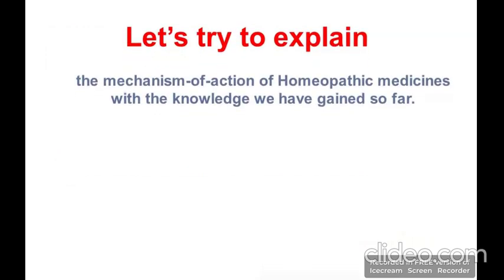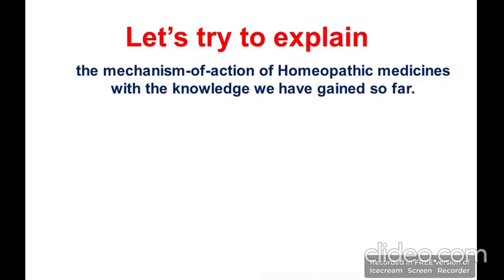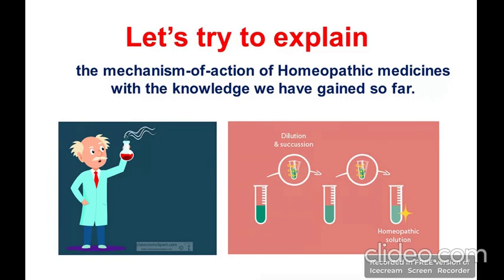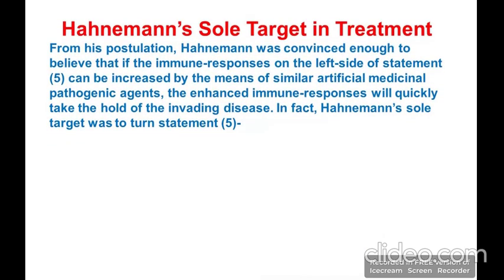Let's try to explain the mechanism of action of homeopathic medicines with the knowledge we have gained so far. From his postulation, Hahnemann was convinced that if the immune responses on the left side of statement 5 can be increased by means of similar artificial medicinal pathogenic agents, the enhanced immune responses will quickly take hold of the invading disease. This way, statement 5 will easily turn into the following.